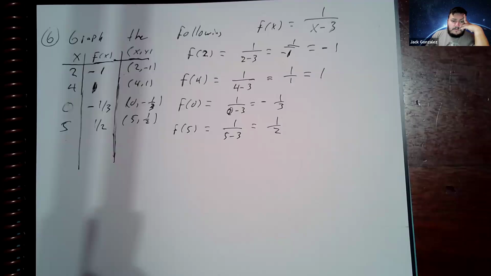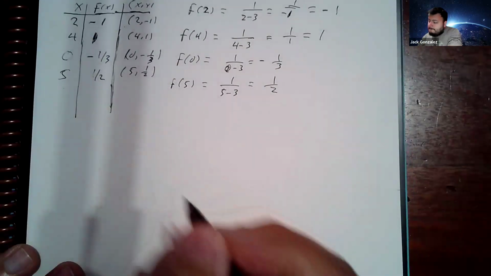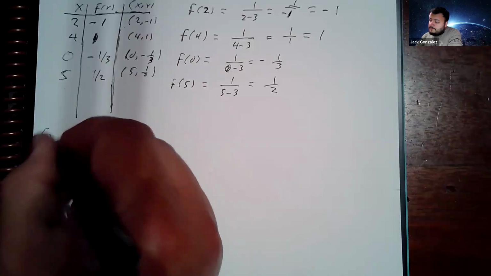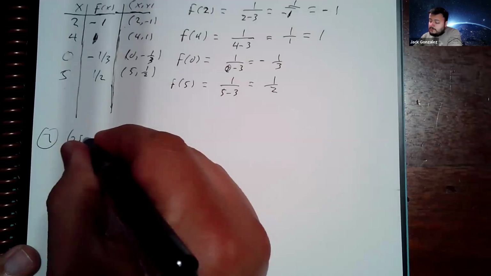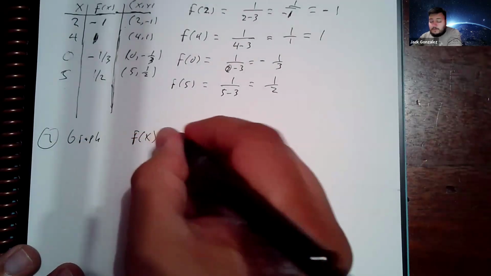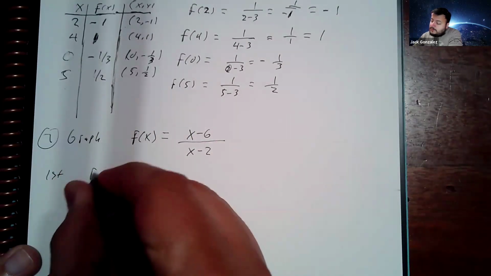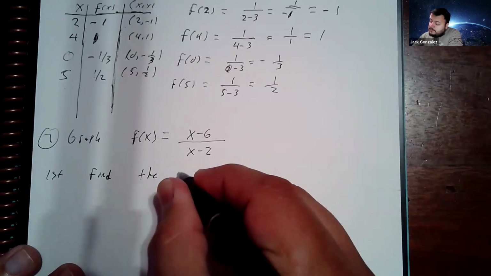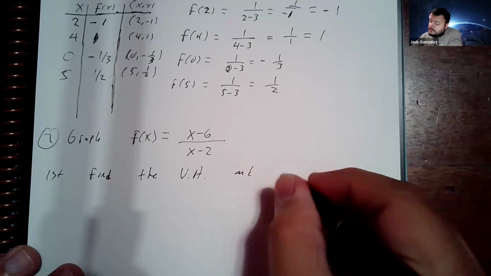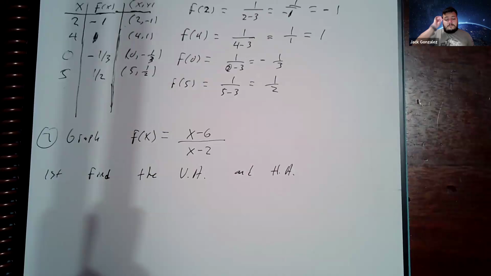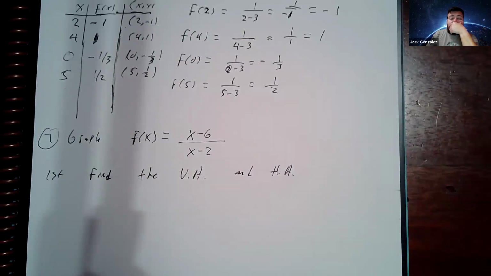Okay, so the next question was this one. You have to find the asymptotes first and then plot some points. So first, find the vertical asymptotes and the horizontal asymptote. All right. So how do we find the vertical? Do you remember?